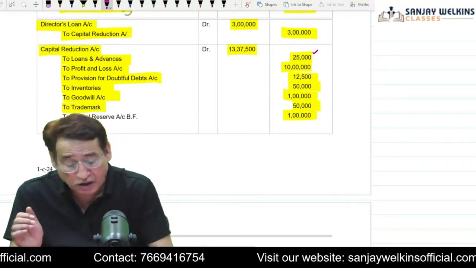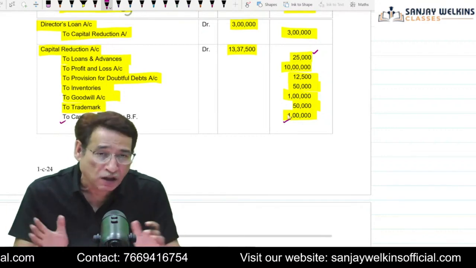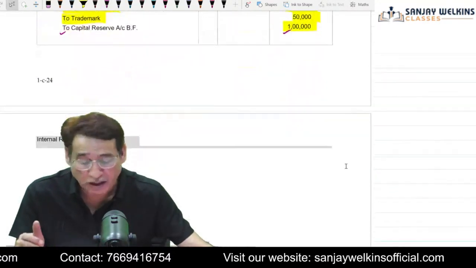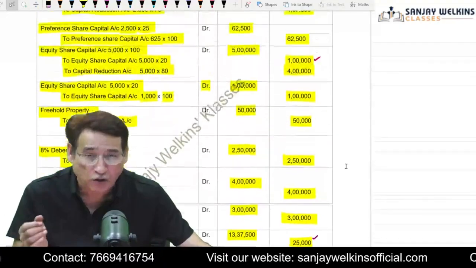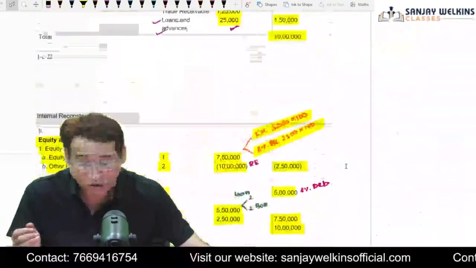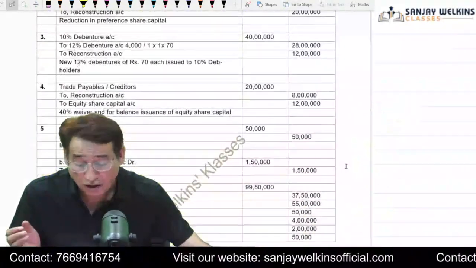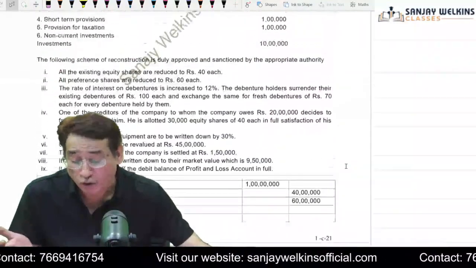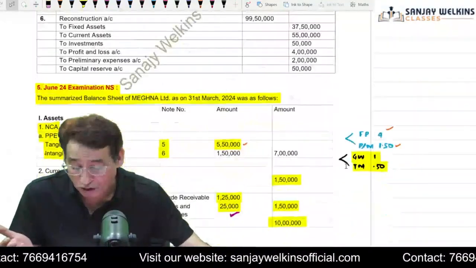And kindly check this balance, the capital reserve balance. Is it coming to 1 lakh or not? Because this is the net answer which is supplied by your institute. Your institute supplies only the net answers, as you know. Correct? Anyway, there is one more question in your notes.